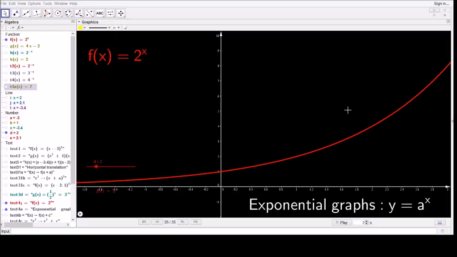There are some characteristics which all exponential graphs have in common, and one of them is they cut the y-axis at y equals 1. And there's a very good reason for this. As you know from the rules of indices, a number to the power of 0 is equal to 1. So obviously, where it cuts the y-axis, x is equal to 0. So we have 2 to the power of 0, which is 1.